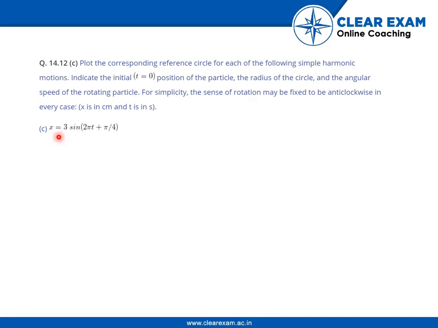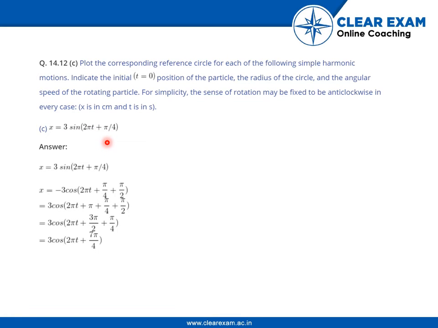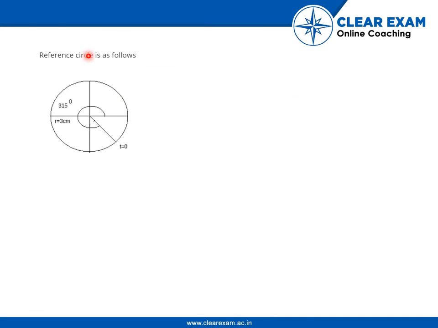The next one is x equals 3 sine (2 pi t plus pi by 4). So we need to convert it to a particular equation so that we can compare that with the general equation, right? So here x becomes 3 cos (2 pi t plus 7 pi by 4), which is same as this. Now at t equals 0, phase is 7 pi by 4. Reference circle is shown as follows.